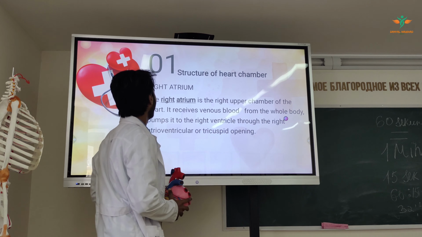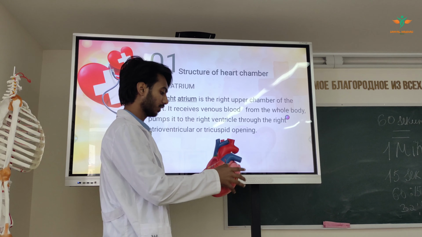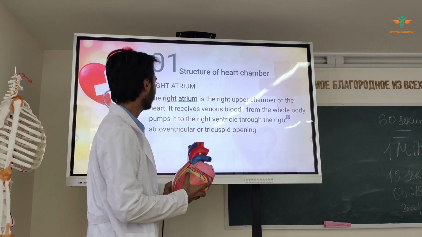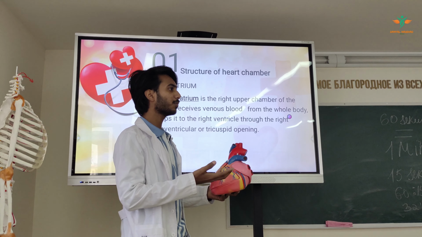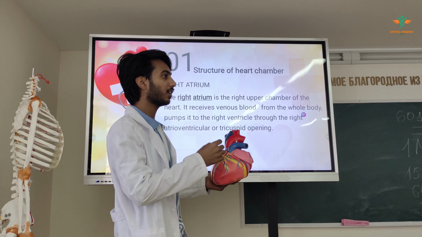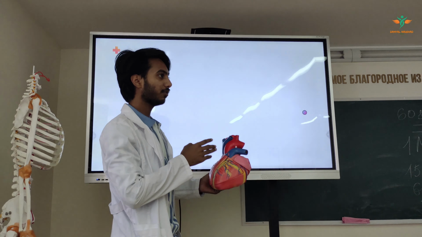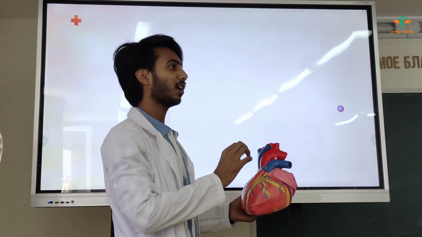The structure of the heart: the right atrium. The right atrium is present at the upper part. It receives deoxygenated blood from the inferior and superior vena cava. Then it goes to the right ventricle and then to the pulmonary trunk. The opening between the right atrium and right ventricle is the tricuspid valve.